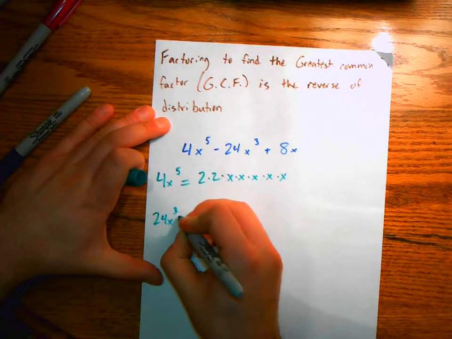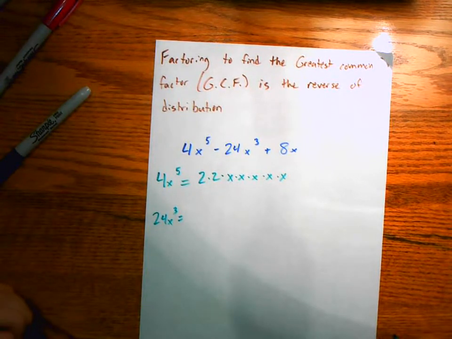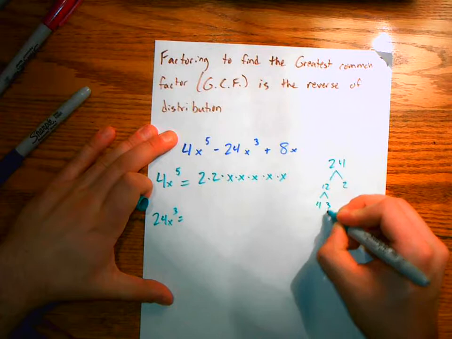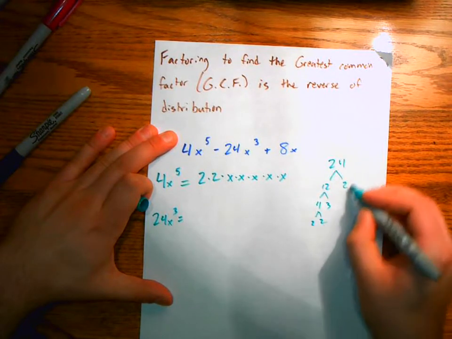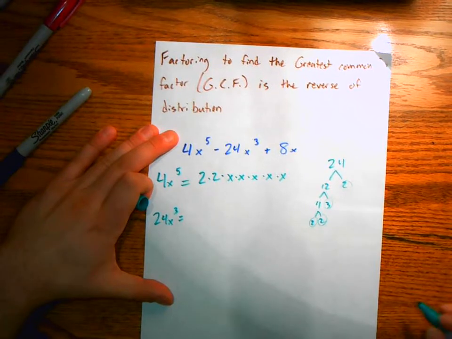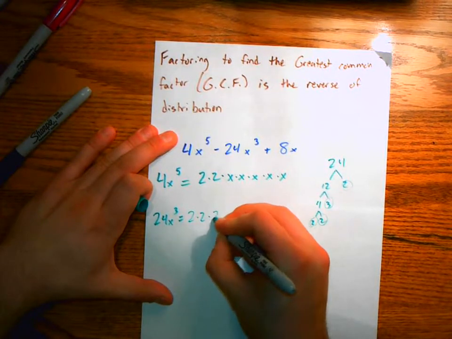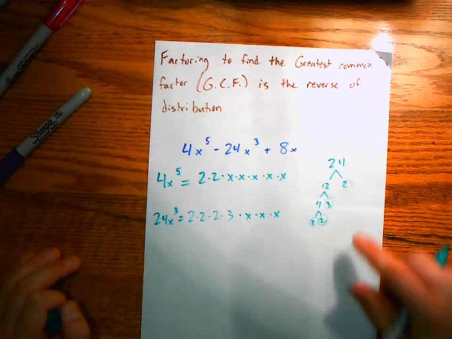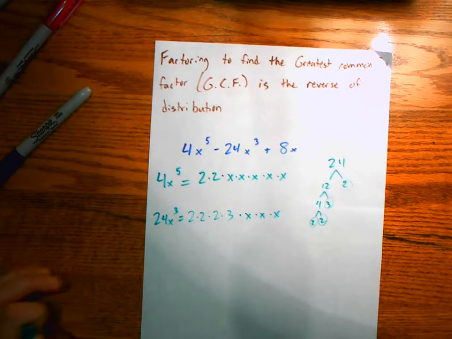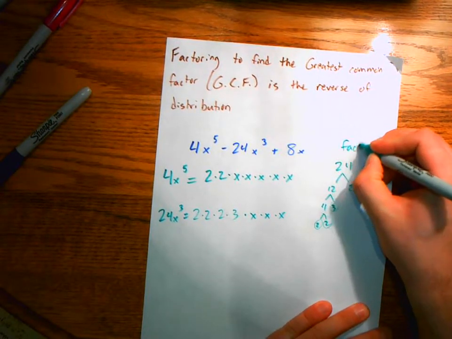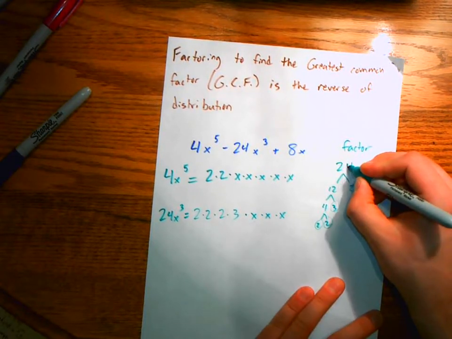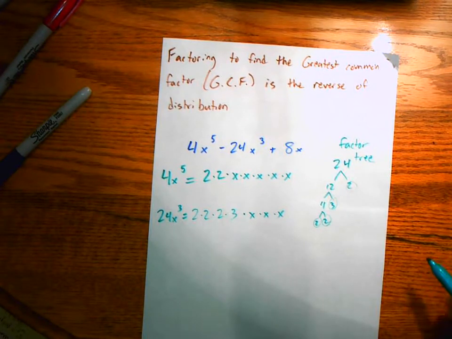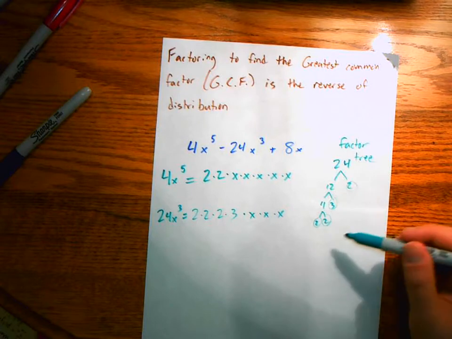Then 24x cubed. The prime factors of 24, you have 12 and 2, and then you have 4 and 3, and then 2 and 2. So you have 3 2's times a 3. 2 times 2 times 2 times 3, and then you have 3 x's times itself. That's the prime factorization. All of these numbers cannot be factored anymore. And this is what here is called a factor tree. Some of you should be familiar with it from AG1 on how to find factors. But this is a way you can find all the prime factors of any number or any term.